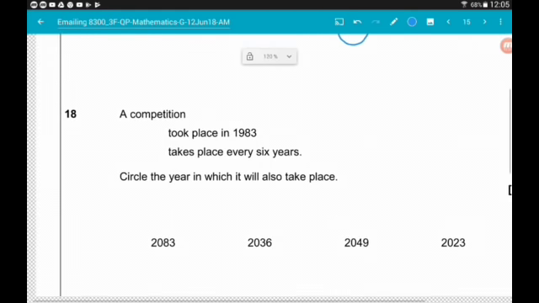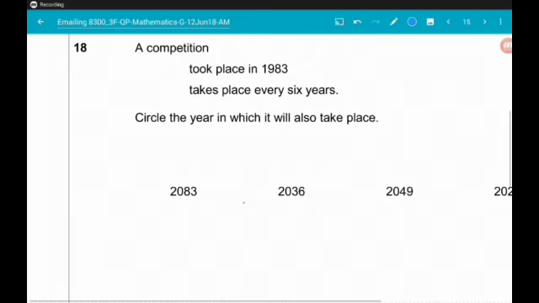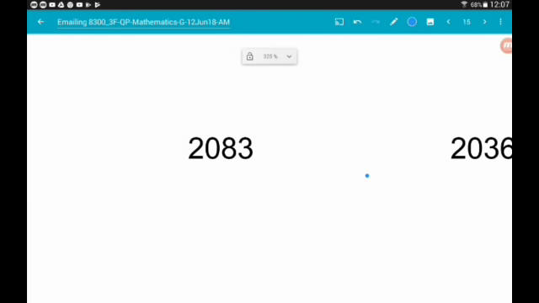Question 18 says a competition took place in 1983 and takes place every 6 years. We want to circle the year it will also take place. So we need this year that we're looking for to be a multiple of 6 after 1983. So 2083 is 100 years later. 100 is not a multiple of 6, so that's out.